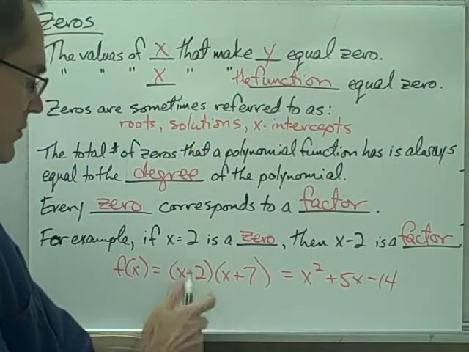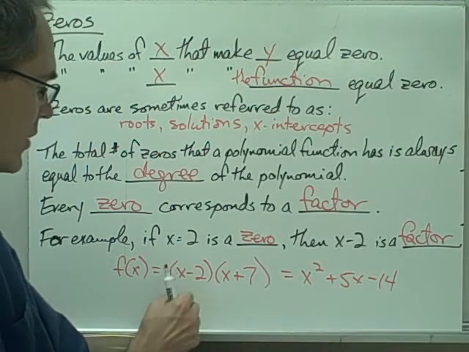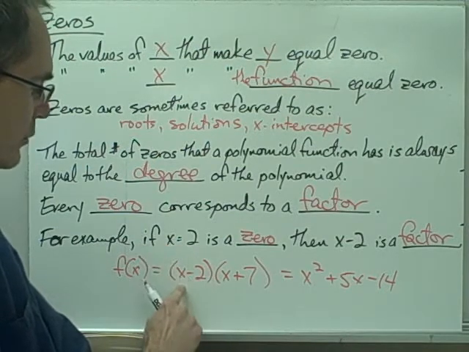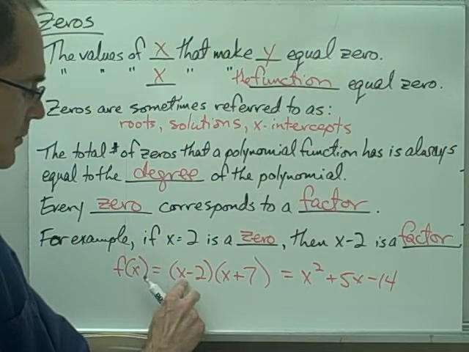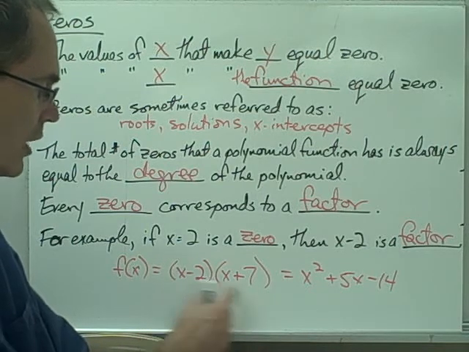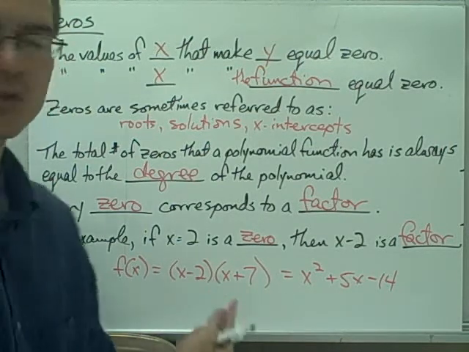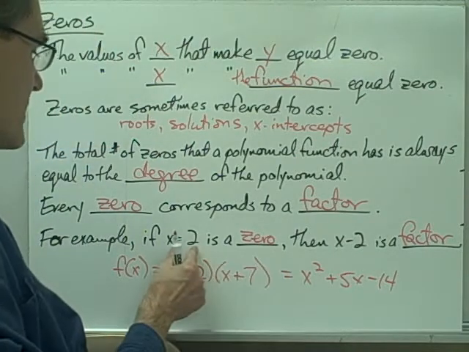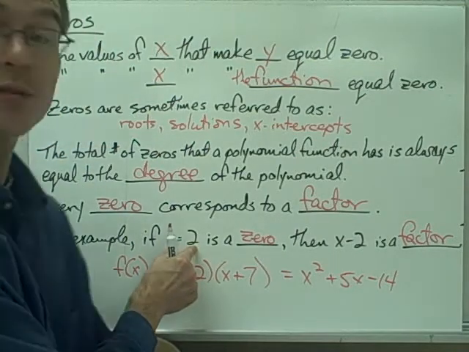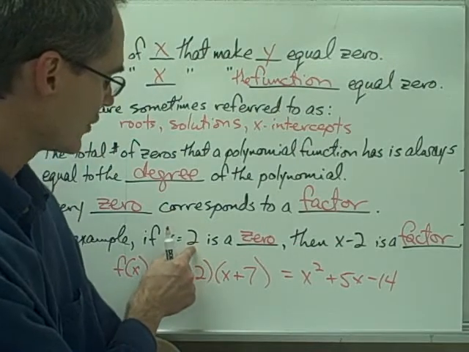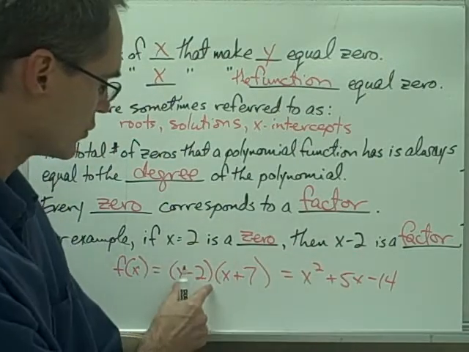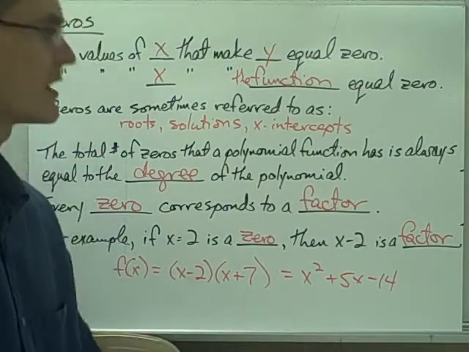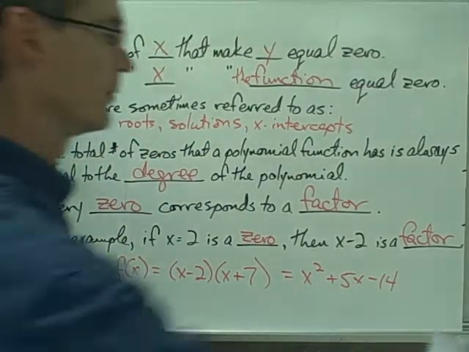One of my factors is x minus 2, and notice that if I plug in this value for x, if I let x equal 2, this factor becomes 2 minus 2, which is 0, which means that the value of the whole function becomes 0. That's what I mean when I say this value, x equals 2, which is a zero for the function, corresponds to this factor of the function. We're going to take a look at this some more as we go.